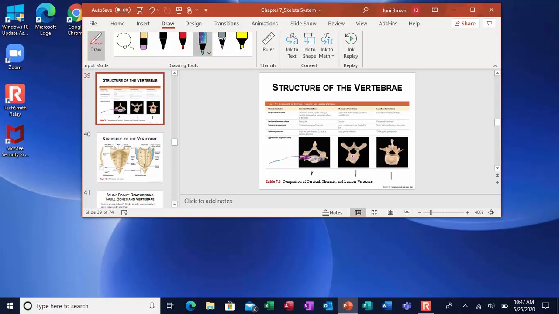The thoracic, you see the body is a little bigger here, and then the transverse processes stick out further, and you don't have those transverse foramina. The lumbar, the body is a lot bigger, and you can see the transverse processes stick out, but the spinous processes stick way out. And the lumbar is bigger to support the weight of the body.